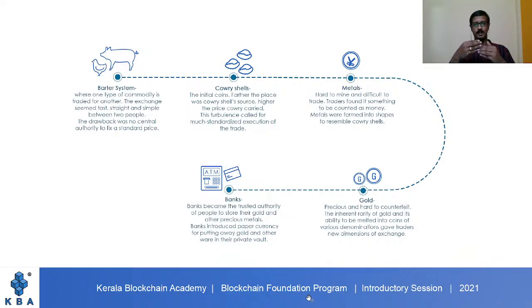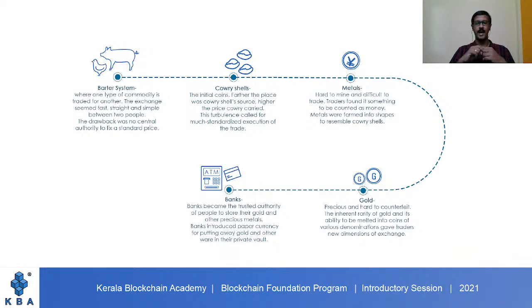Then came metals, which were minted into shapes, and which were very bulky and very hard to carry, like silver or copper, that were used and traded as currency. So metals were formed into rounded shapes or other shapes and so on. And another concept is the concept of coins made of gold. Precious and very rare metals like gold were very difficult to counterfeit. So these were used as currencies till the previous century, and gold is still considered a valuable form of currency these days.